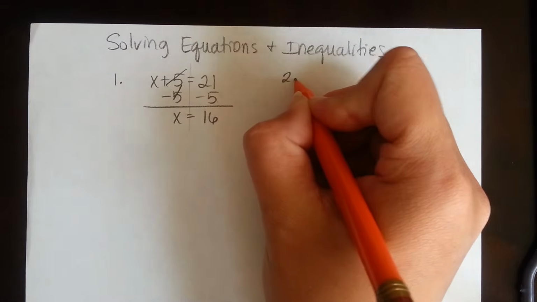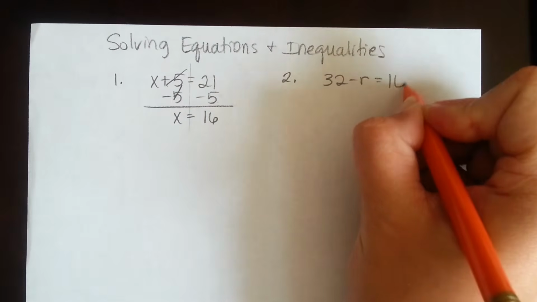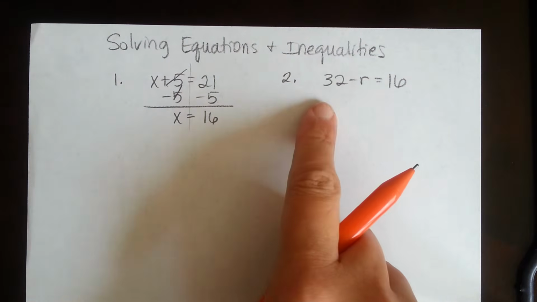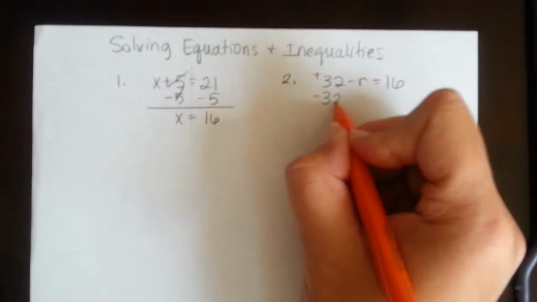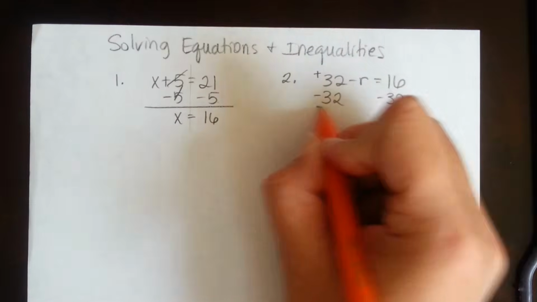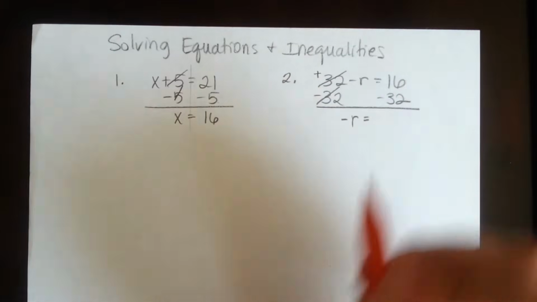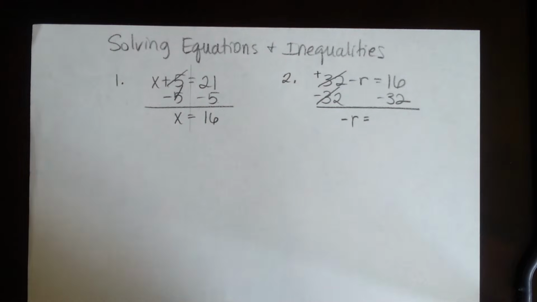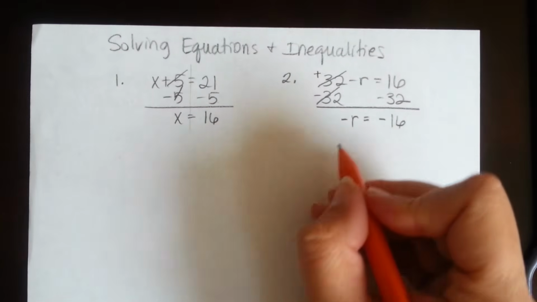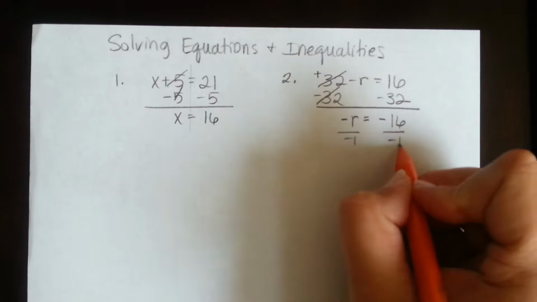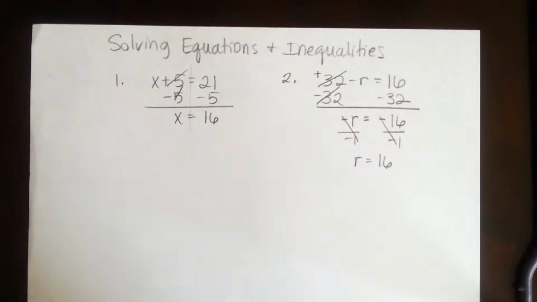Number 2, we have 32 minus r equals 16. On this one, we want to get rid of this 32. It's a positive 32, so to get rid of it, we're going to subtract 32. So we have negative r. Over here we have 16 minus 32, which would give us negative 16. And then to get rid of that negative, we're just going to divide both sides by negative 1. So we have r equals 16.